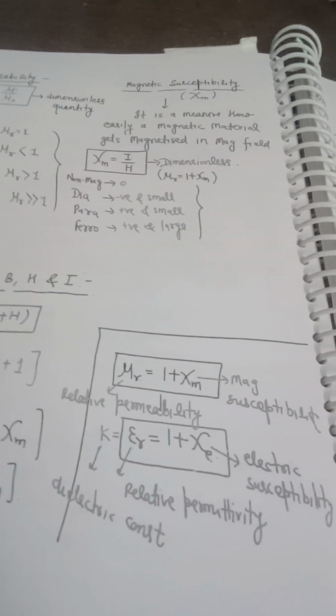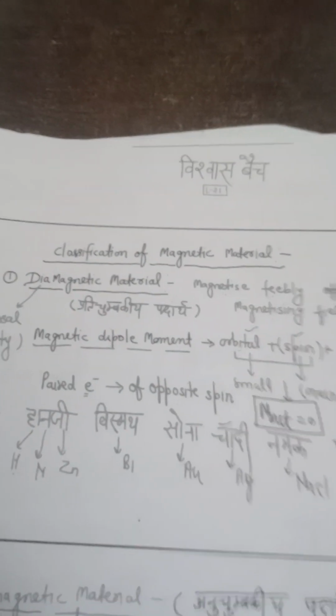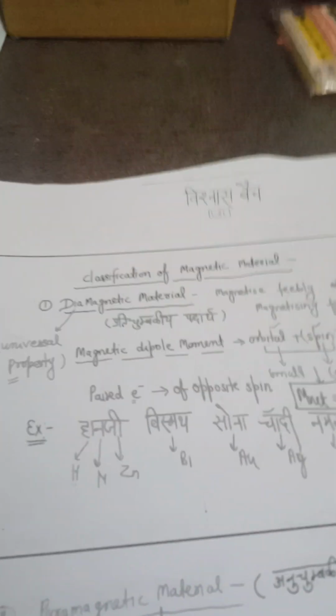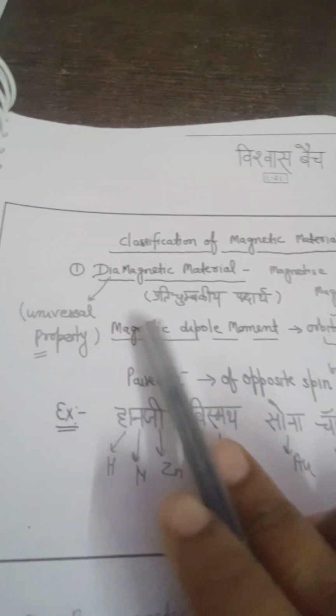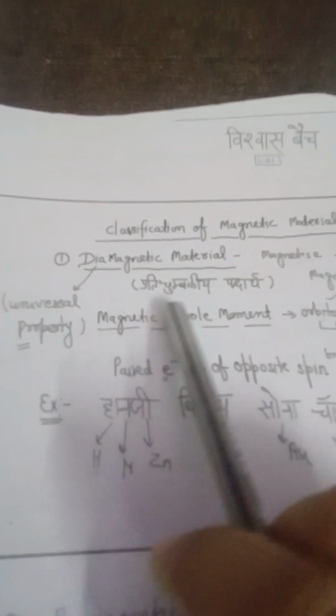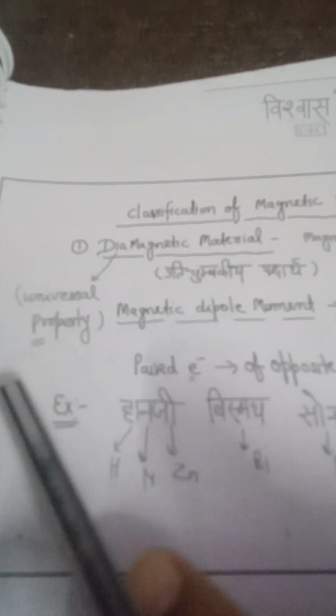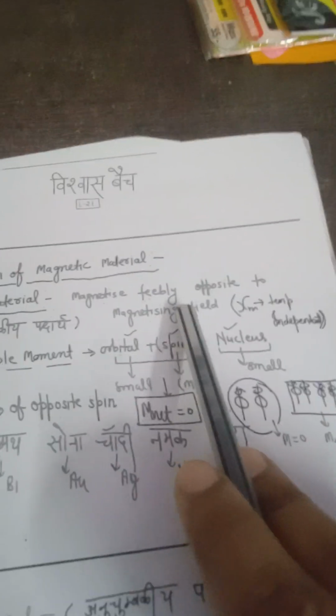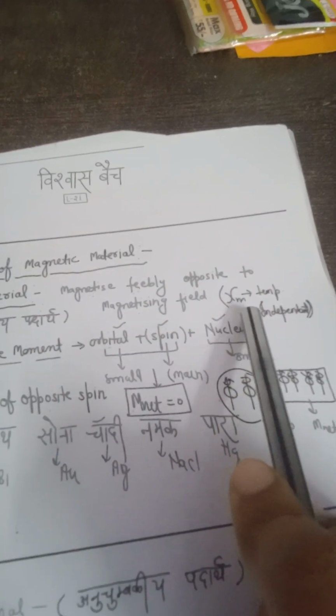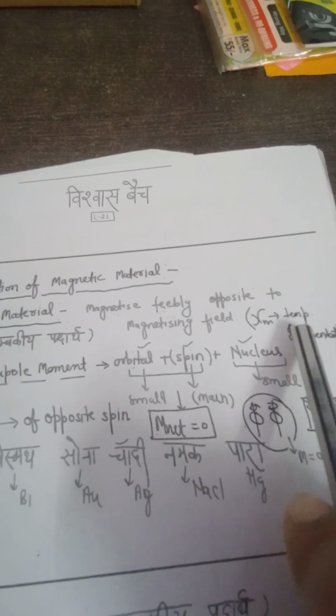Okay, now we are moving to another topic, classification of magnetic material. So we will discuss diamagnetic material. In Hindi it is called Pratichumki Padarth. It is a universal property. These materials magnetize freely opposite to the magnetic field. Chi_m is temperature independent.